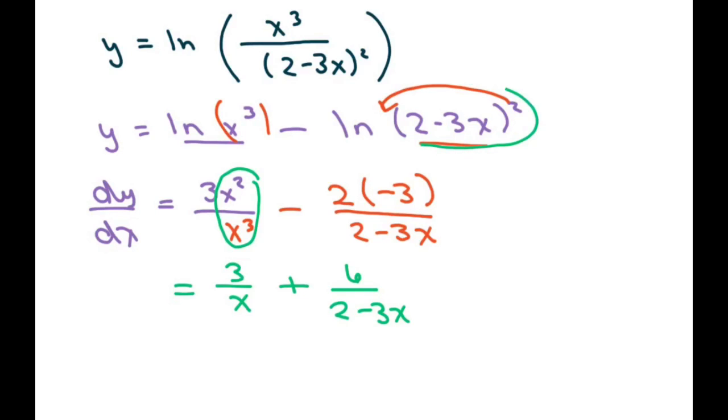Okay, just remember the derivative of that, you do the chain rule, you're going to use 2 times 2 minus 3x times the derivative of the inner function, and that's going to be negative 3. That's where we got the 2 times negative 3 there.